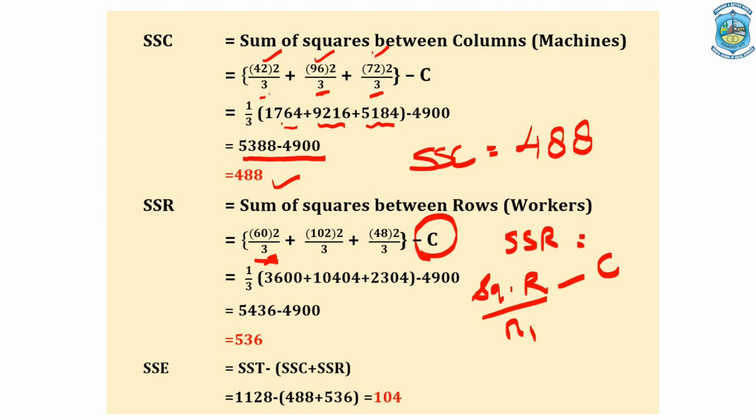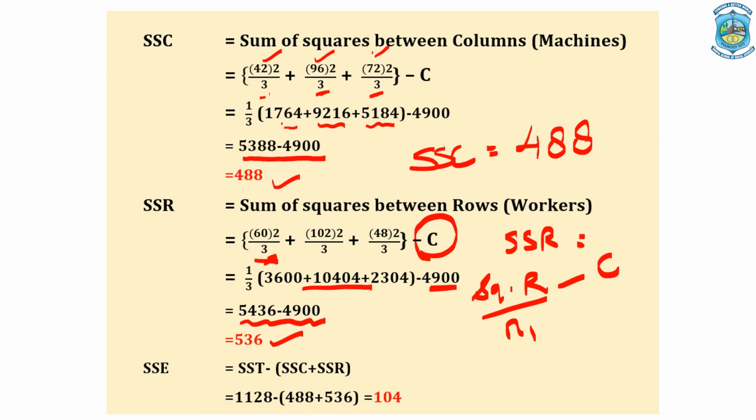Now we get 1 by 3 in bracket 3600 plus 10,404 and 2304, minus correction factor, and our correction factor value is 4,900. For the next step, we have 5,436 minus 4,900 and that is 536.